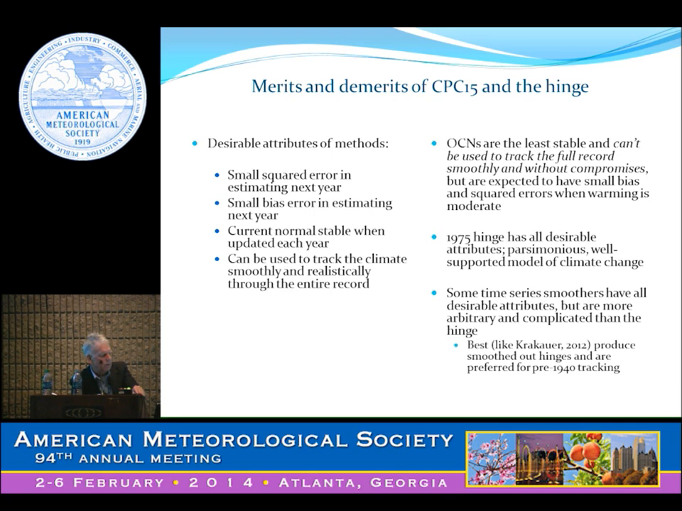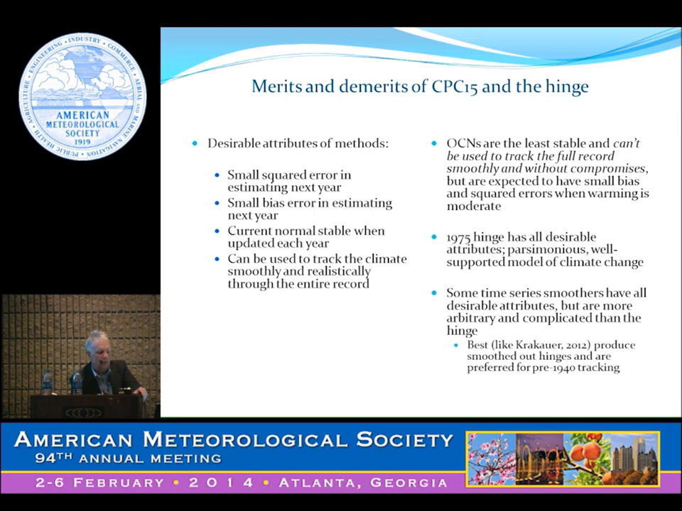Let's stop for a moment and think about what the desirable attributes of these different methods should be. And remember, you have two objectives. One is the best estimate of the current climate, and another is to track the climate to that current best estimate. Well, it's desirable to have small squared error in estimating next year, likewise small bias error in estimating next year. It should be reasonably stable. If you recompute it 1 year from now, you don't want it to be drastically different. And you ought to be able to, if you need to track the climate, do it smoothly and reasonably through the entire record.